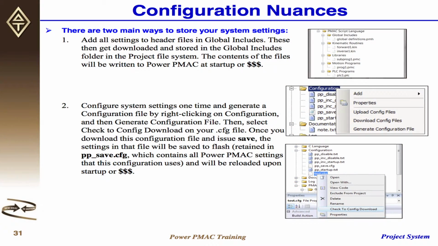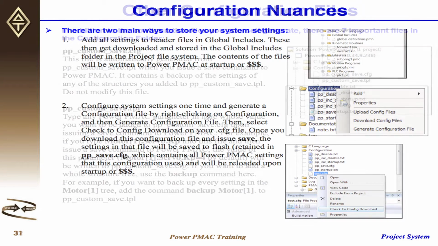But as you configure your system settings one at a time, you're going to generate a configuration folder. There is always an overall configuration folder or configuration file. Every time you type a save command, this file called pp_save.cfg contains all of your static Power PMAC settings in one single file.